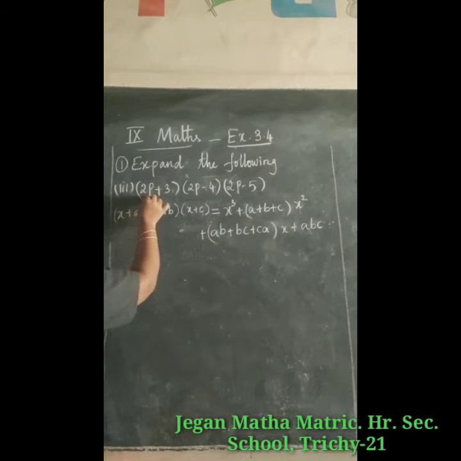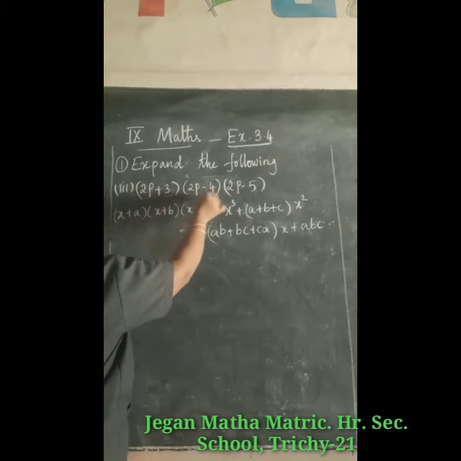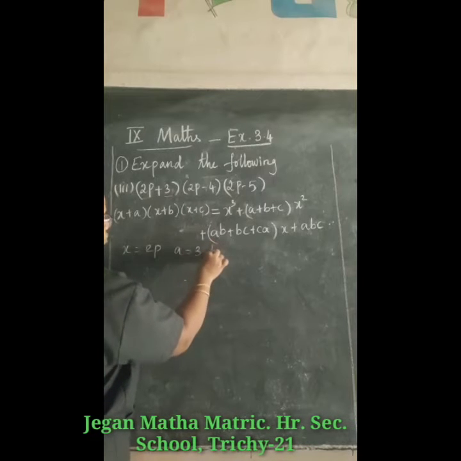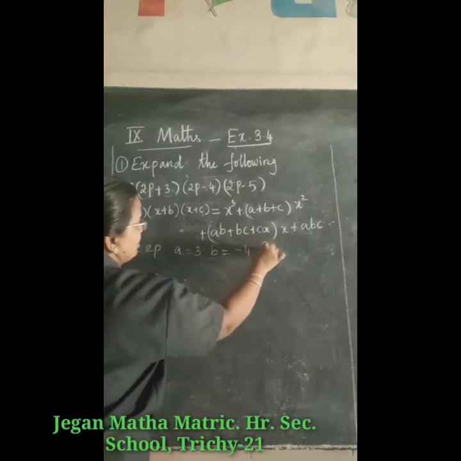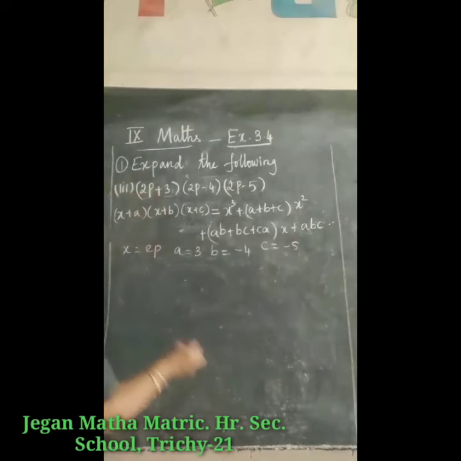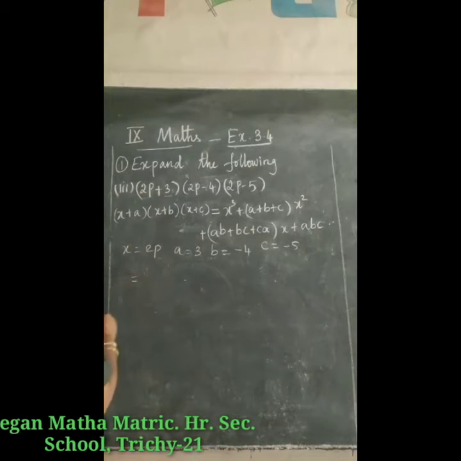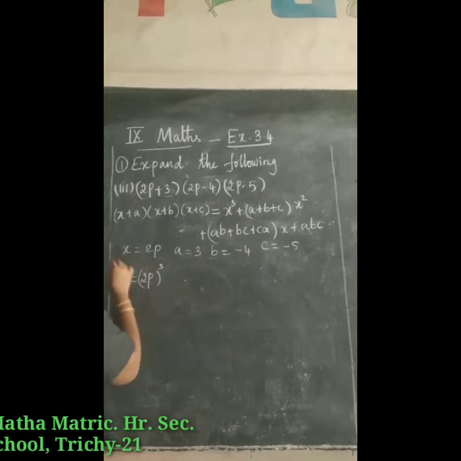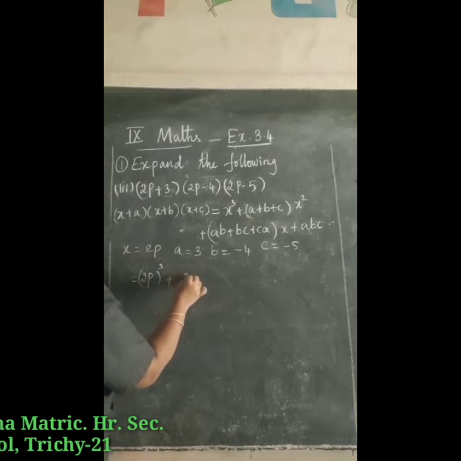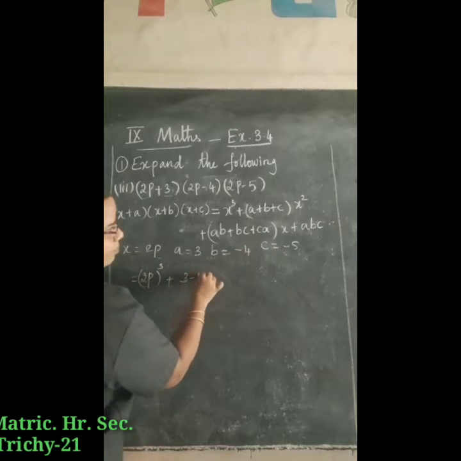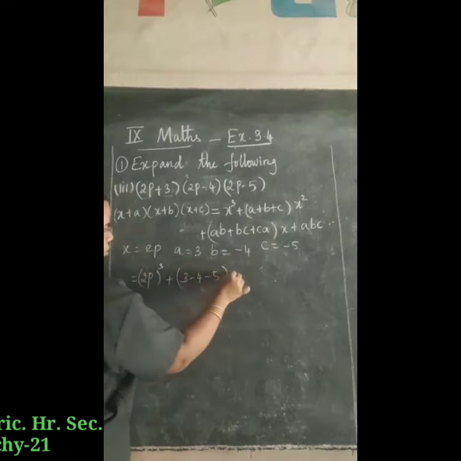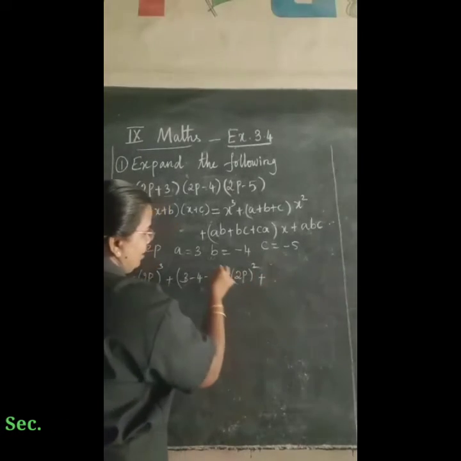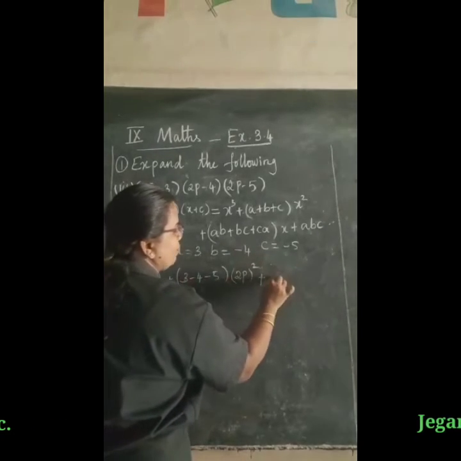So this is considered as x and this is considered as a, and 2p is x, x is equal to 2p, and what is a? 3, what is b? Minus 4, and what is c? Minus 5. Now substitute in this equation, that is equal to x cube. What is x cube? (2p) the whole cube plus a 3, b minus 4, minus 5 into x squared, means (2p) the whole square, plus ab means 3 into minus 4, so minus 12.